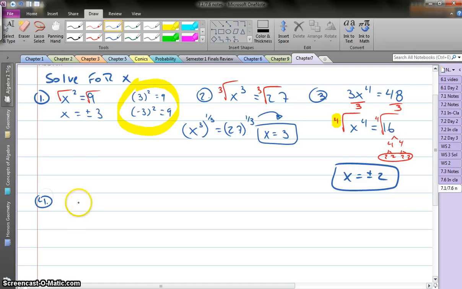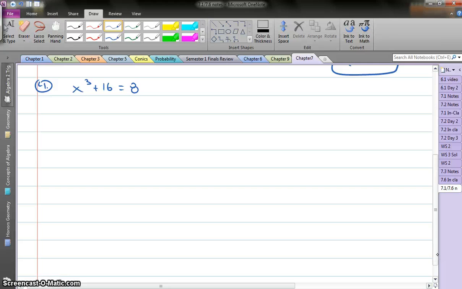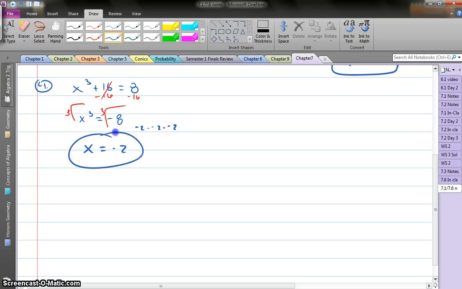Example 4. X cubed plus 16 equals 8. So get your x term by itself. So get the 16 out of there. And I have x cubed equals negative 8. The cubed root, and we know the cubed root of negative 8 is negative 2 times negative 2 times negative 2. So x is negative 2. All right, a few more.